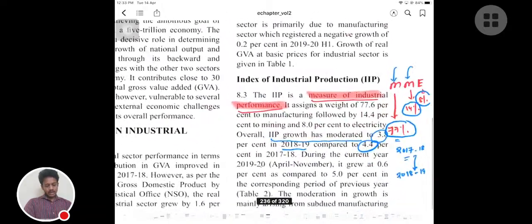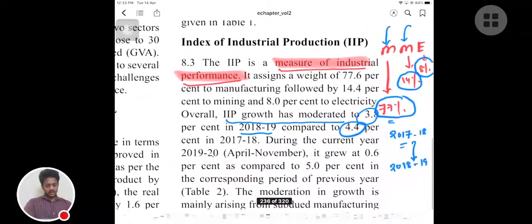That is the index of industrial production. It is a measure of industrial performance, and the weightage is MME. The first M is manufacturing, the second M is mining, and the third, E, is electricity. The weightage of these three sectors as part of this IIP is these three.